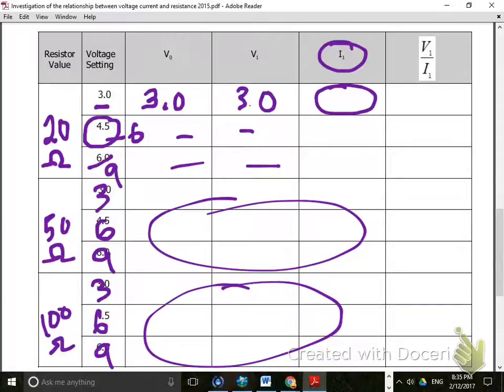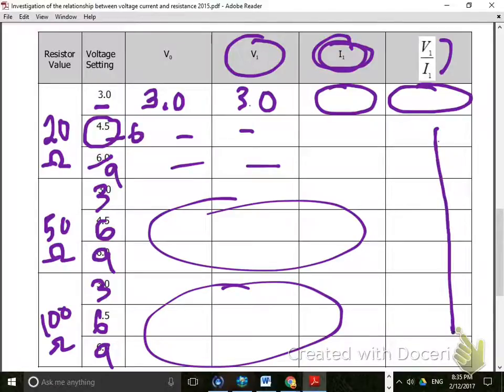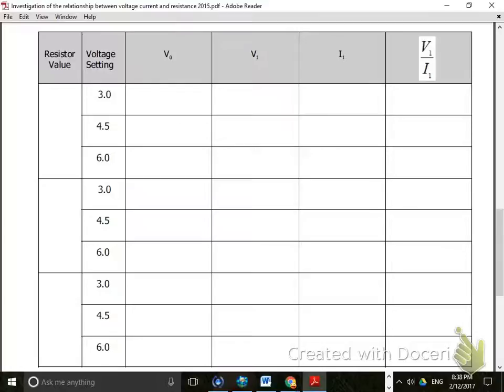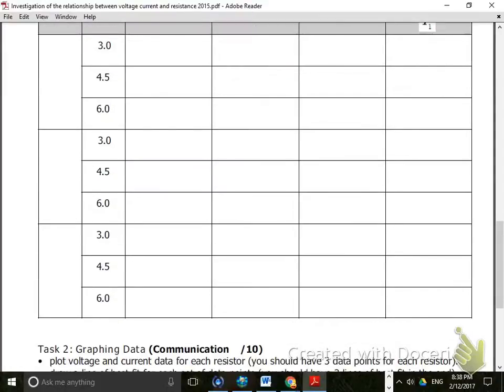Once I have my data filled out, then I'm going to do this calculation, which is really going to calculate the relationship between voltage and current, which is really resistance. And so I'm going to take my V1 and my I1, and I'm going to divide them, and then that's going to give me a resistance level on that calculation. And so then you would finish calculating all that information all the way down the chart. Once you have that all completed, once you have your data table, then there is a series of questions that you need to go through.